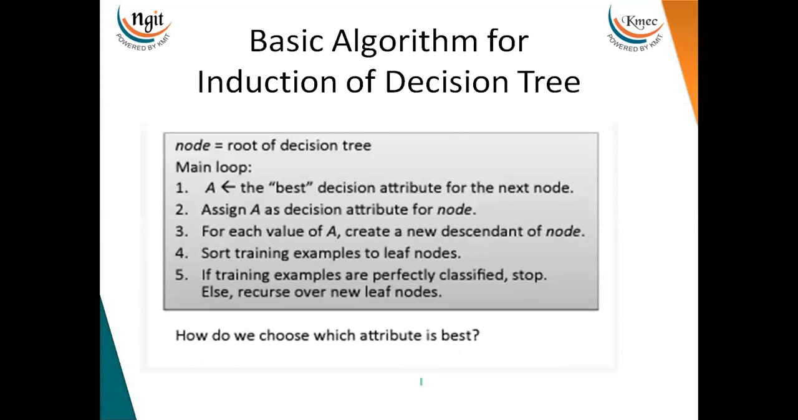Now, what is the basic algorithm for induction of a decision tree? Understand the meaning of the term induction. Induction means you are going to develop the tree from root node to leaf node. So that is known as induction. Now, of course, you have to start from the root of the decision tree, and you will select the best attribute for it.